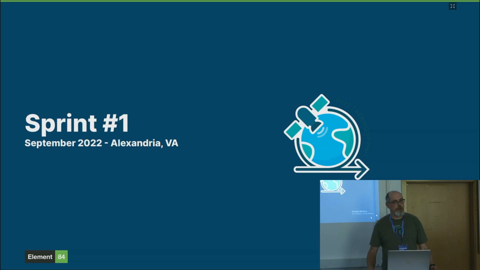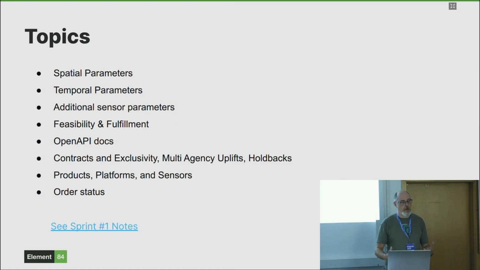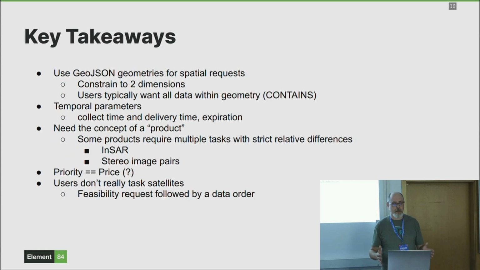So we had a sprint, and we convened a whole bunch of folks at our office in Alexandria, Virginia. We had a mix of users and satellite companies that came, and we had a lot of conversation around what would be needed in a spec. We talked about the parameters, we talked about contracts, products, order status, all this, and it was really some great conversation. We did have some key takeaways, like we should be using other standards where we can, such as GeoJSON, and we needed the concept of some sort of product. And we got to that idea that users aren't really tasking satellites.